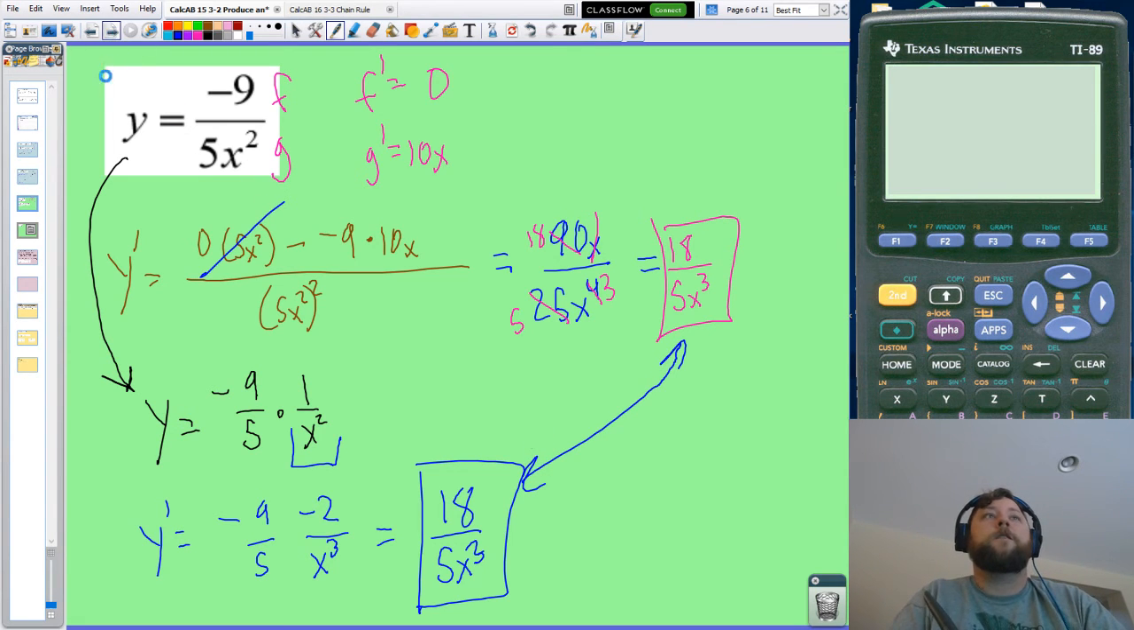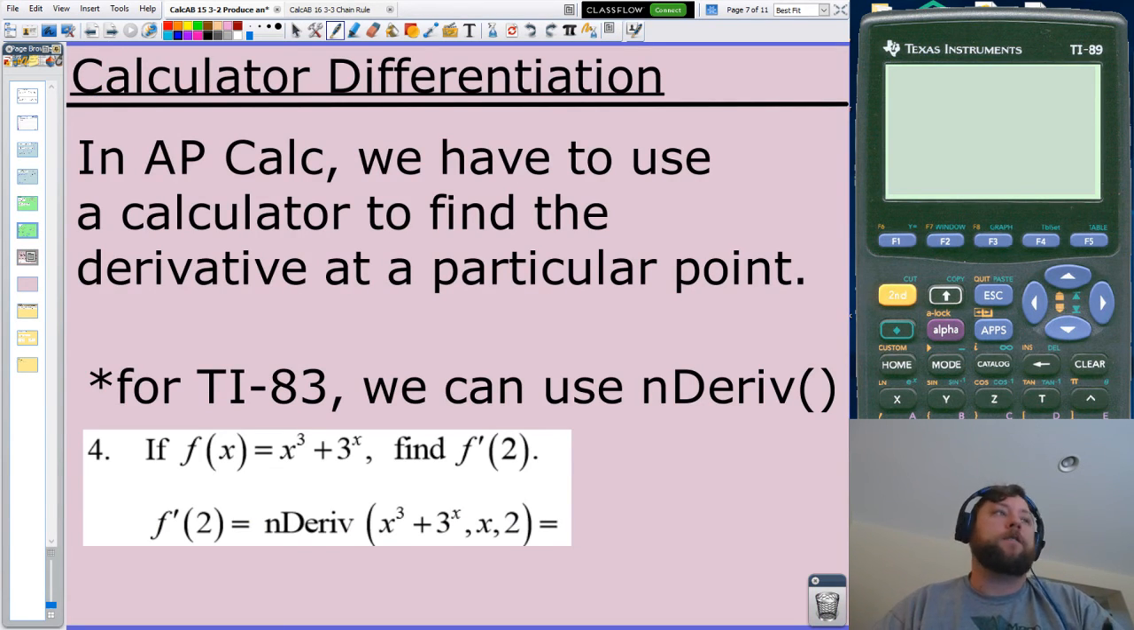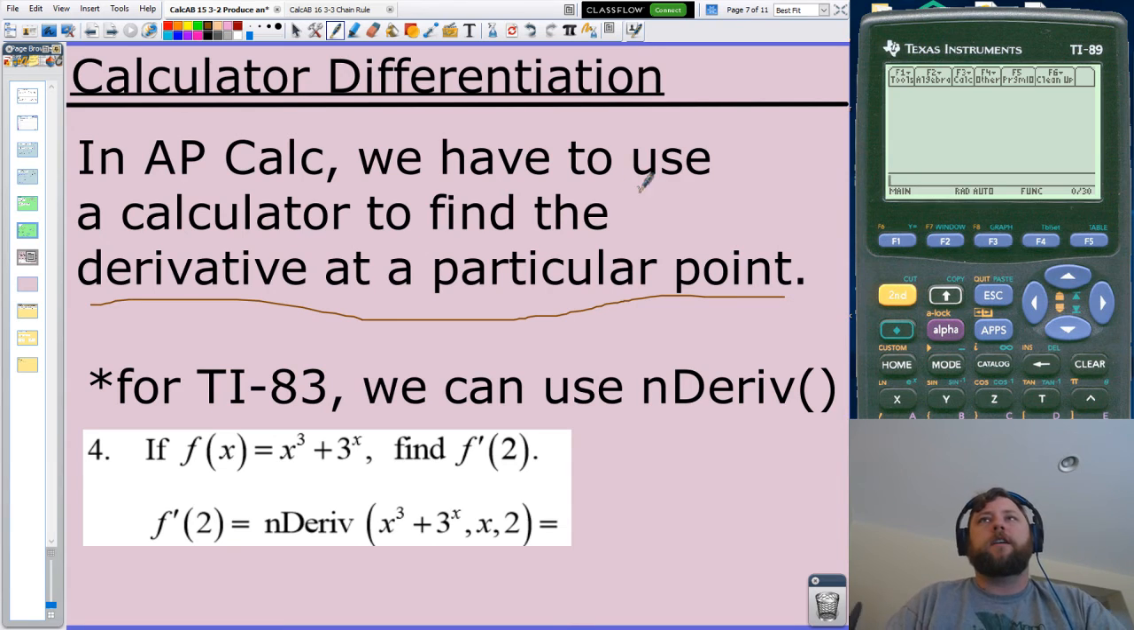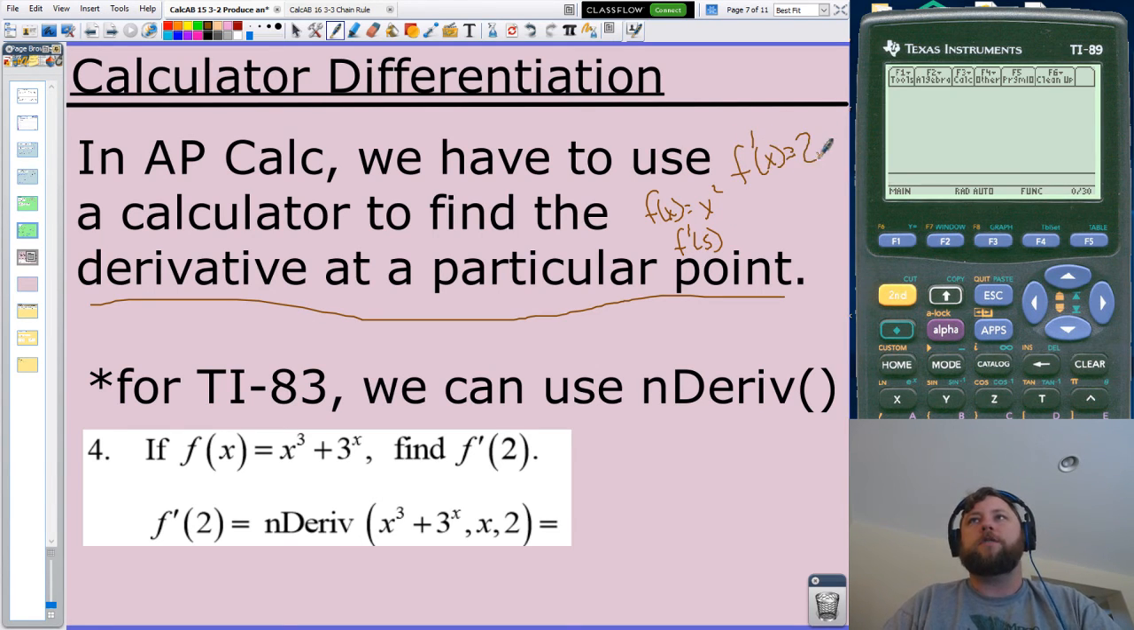Cool. Okay, calculator differentiation. So we're going to bust out a calculator now and talk about how to do some calculator work. So in the AP test, we have to use calculators to do the derivative at a particular point. So that's like saying, if f of x is x squared, what's f prime of 5? Well, what you did in the past is you go f prime of x equals 2x. So f prime of 5 is 2 times 5, which is 10. And great, that's easy if they're easy numbers like that.